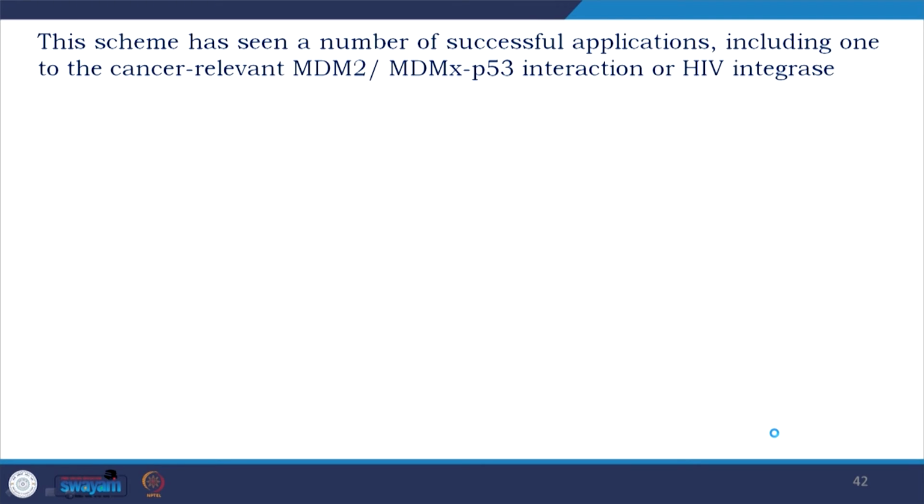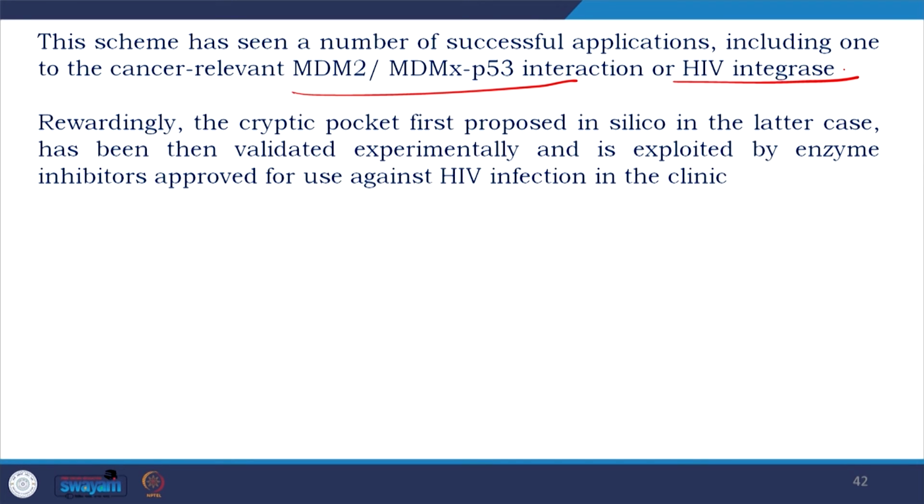This scheme has had a number of successful applications, including one to the cancer-relevant MDM2-p53 interaction and another to HIV integrase. Rewardingly, the cryptic pocket first proposed in silico in the latter case has then been validated experimentally and is exploited by enzyme inhibitors approved for use against HIV infection in the clinic.